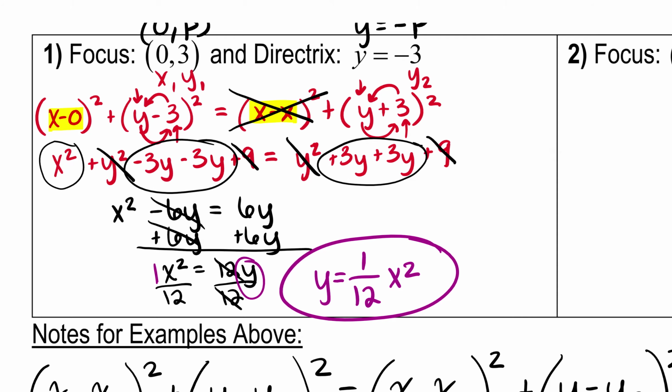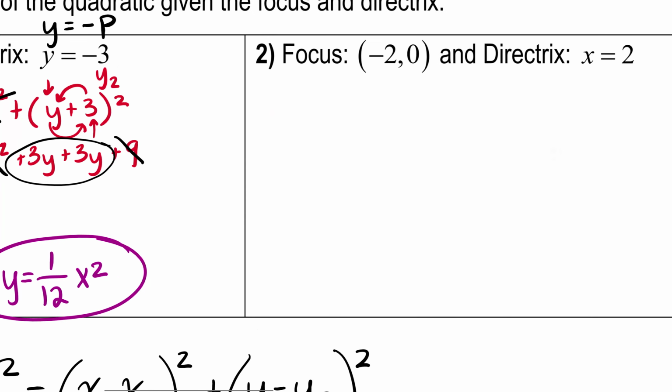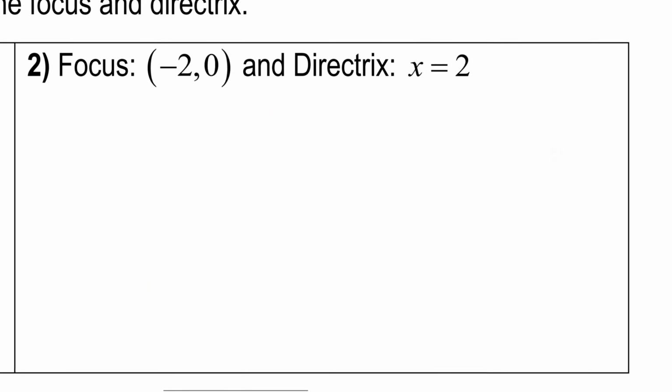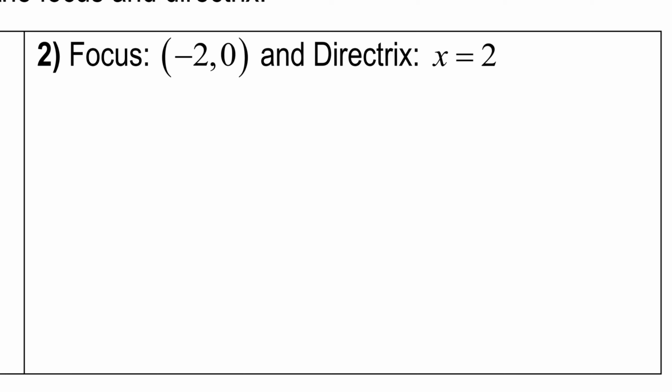As soon as it lets me, there we go. Alright, so on number 2, again, I'm going to go ahead and label the top. So we have negative 2, 0 for the focus. That would actually give me the p, 0, right? So I have p, 0, and then directrix is x equals 2, or x equals, I'm sorry, negative p.